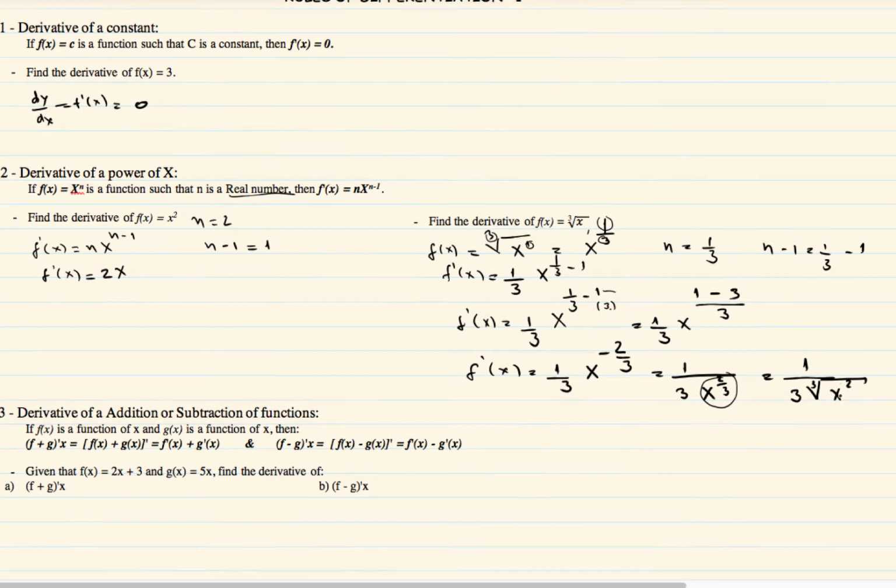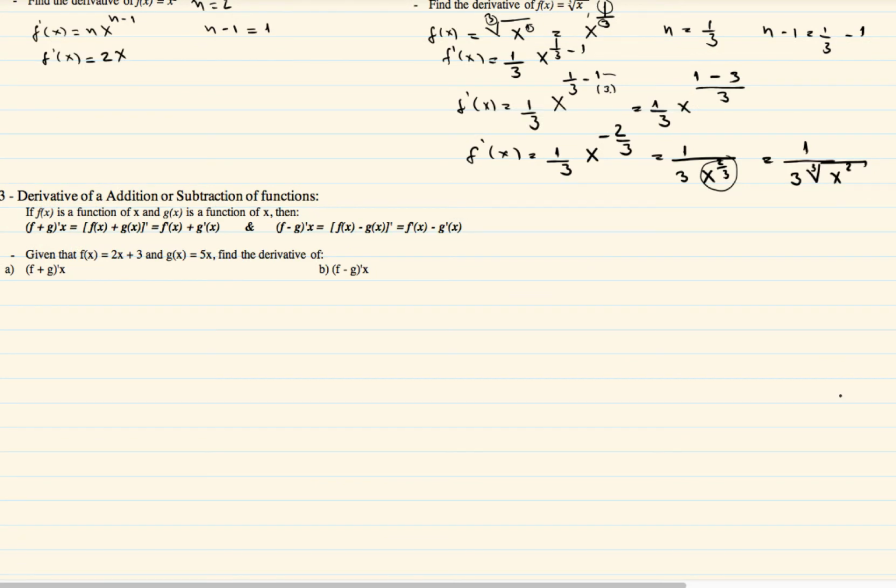And the last case, the derivative of addition or subtraction of functions. If f of x is a function of x and g of x is a function of x, then f plus g dash of x is equal to f of x plus g of x dash. So this is the sum of two functions, both with respect to x, a function f and a function g. To find the derivative of these two functions when we add them, what we do is basically find the derivative of each individual function, and then we have our result.